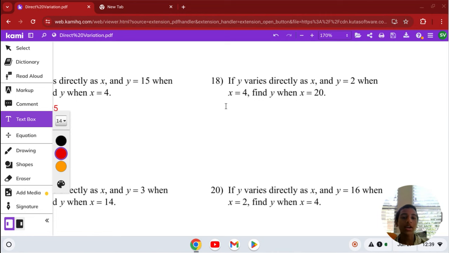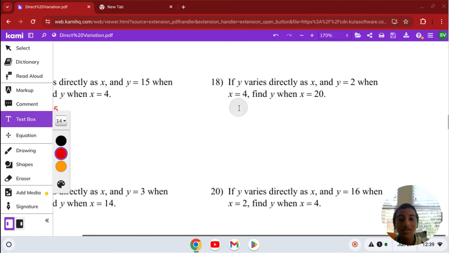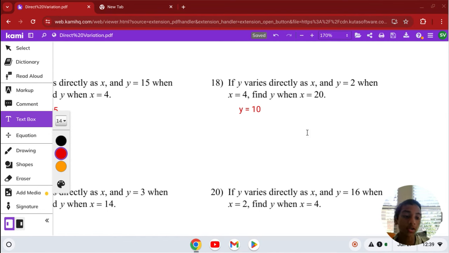Whew. Alright, next one, number 18. X equals 4 when y equals 2. So we have to find y when x equals 20. Here it's pretty simple. To get from 4 to 20, you multiply by 5. 4 times 5 is 20, so 5 times 2 is 10. You can also do the proportion way. It still works.